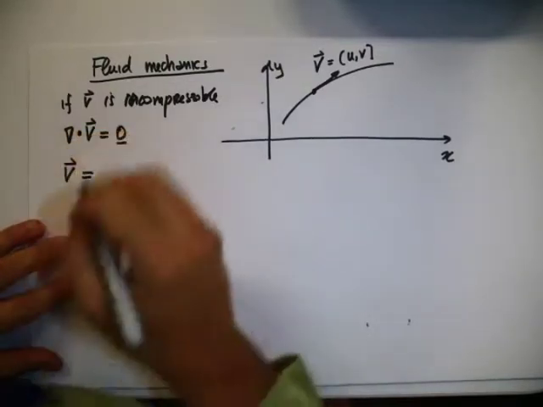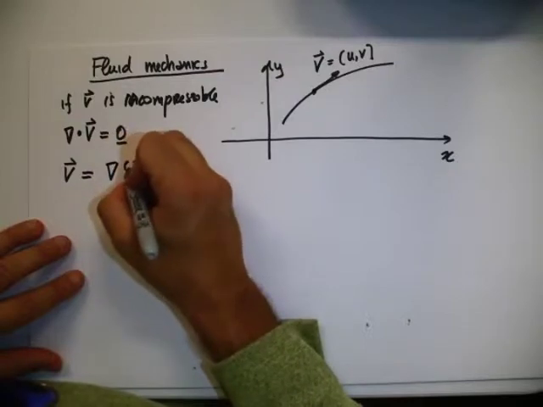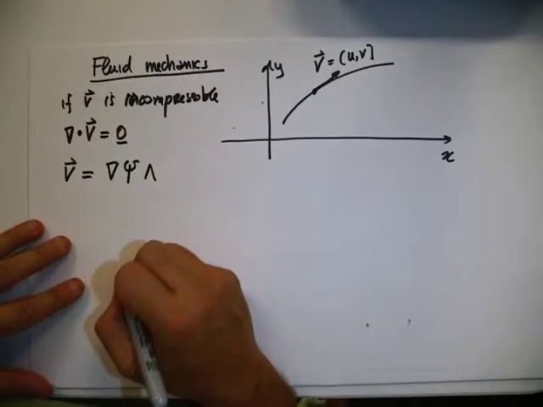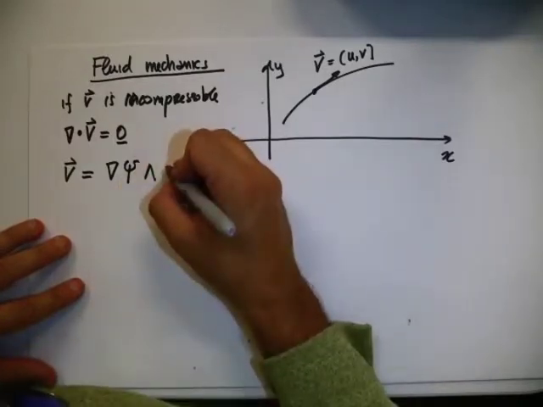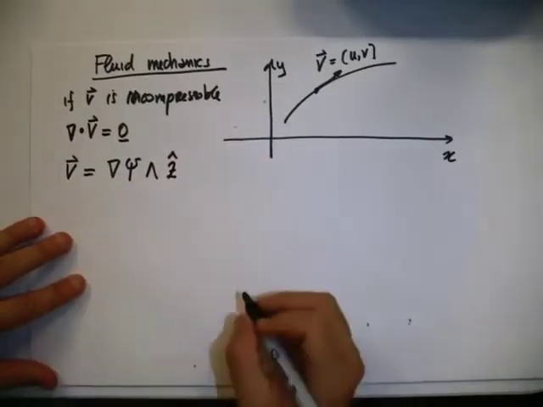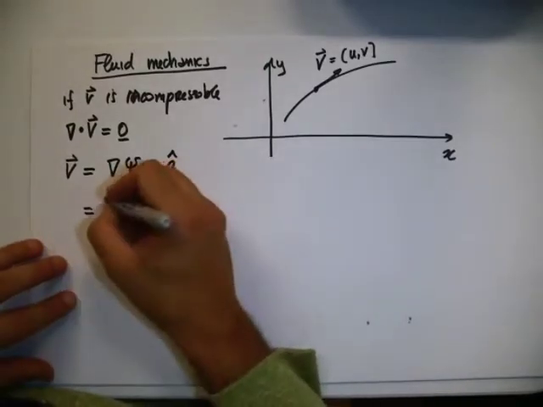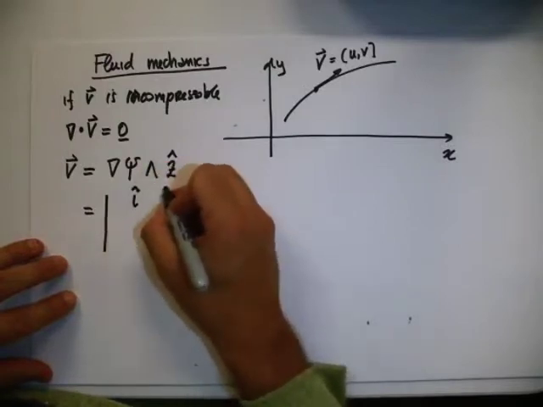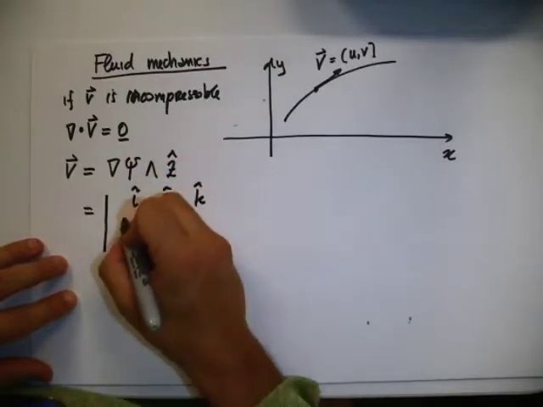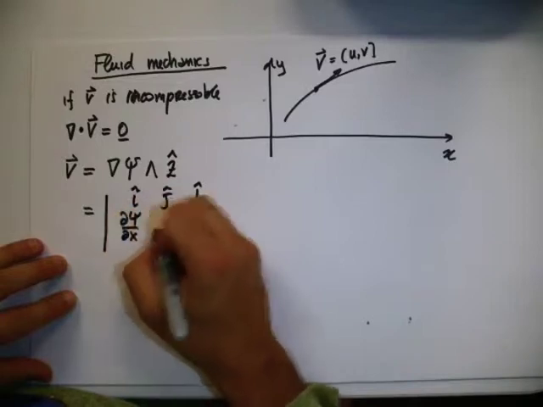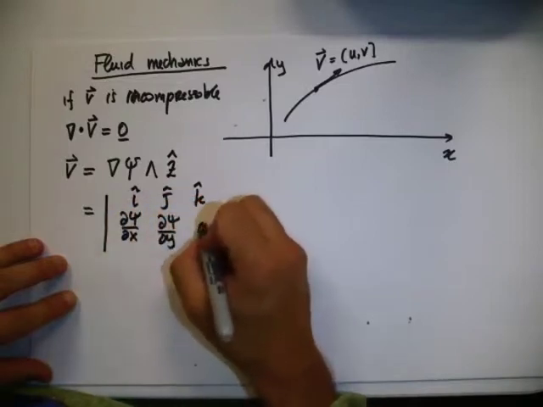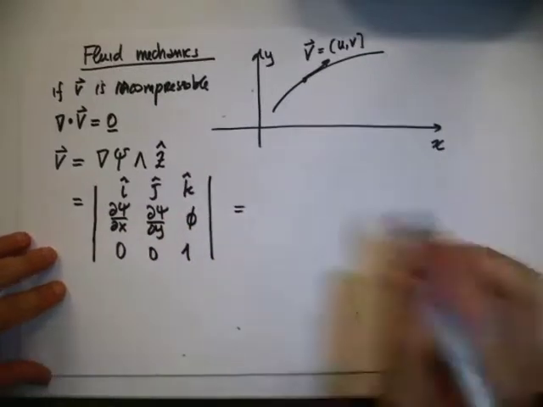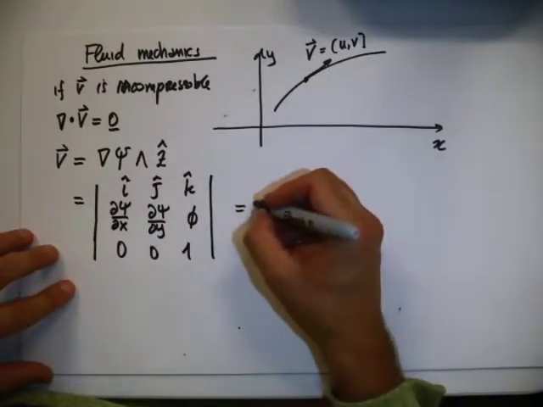v as the gradient of a stream function, wedge product with the vector z. And this means what? This means the determinant of i, j, k; dψ/dx, dψ/dy, 0; then we have 0, 0, 1. So then we have what?